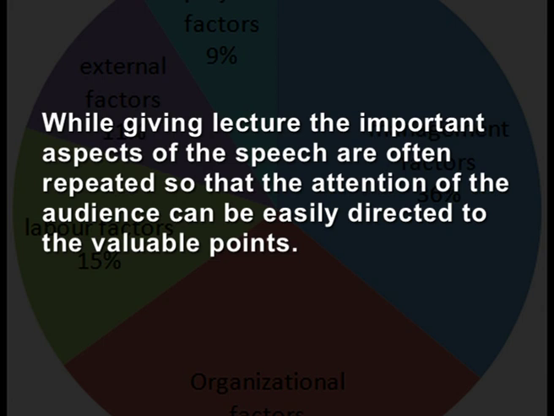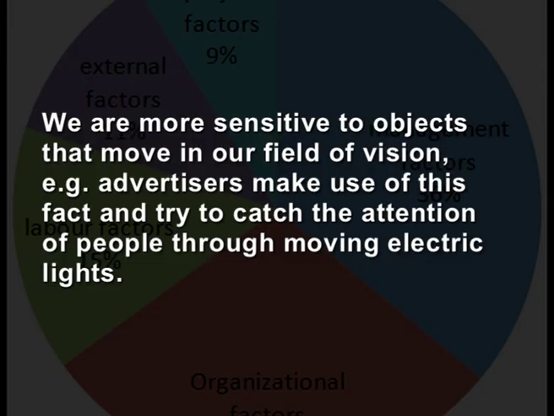While giving a lecture, the important aspects of the speech are often repeated so that the attention of the audience can be easily directed to the valuable points. Movement of the stimulus: the moving stimulus catches our attention more quickly than a stimulus that does not move. We are more sensitive to objects that move in our field of vision. That is why advertisers make use of this fact and try to catch the attention of people through moving electric lights.